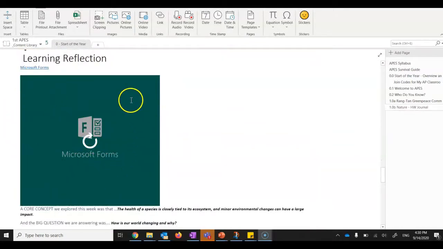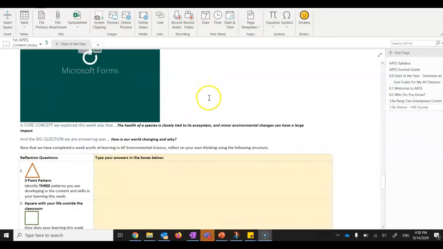There's also going to be a weekly learning reflection that should be incorporated into your class time on your Thursday or Friday classes. Okay, so your teacher will direct you to the learning reflection and walk you through how to complete this.